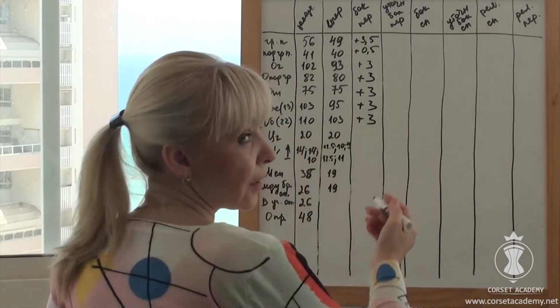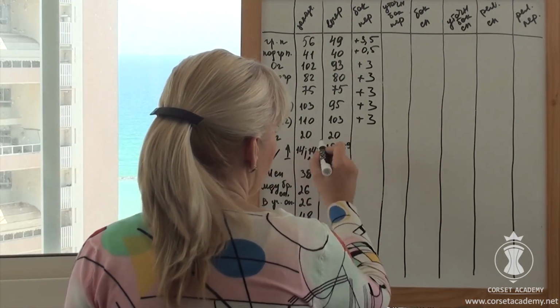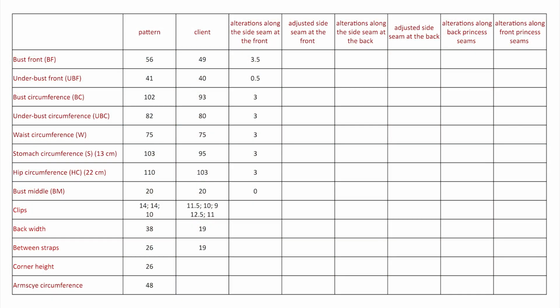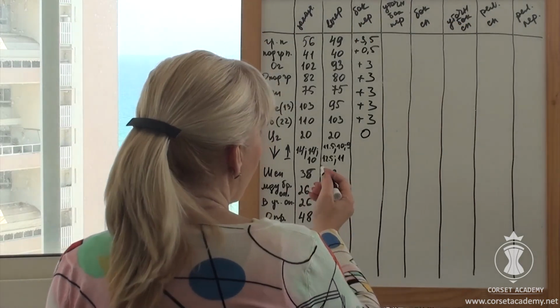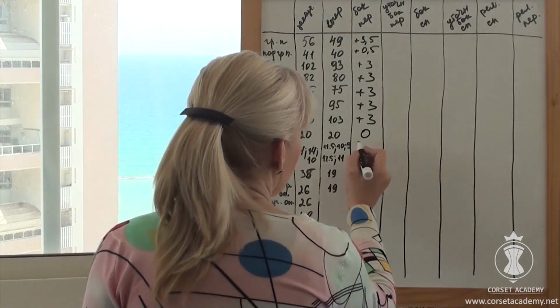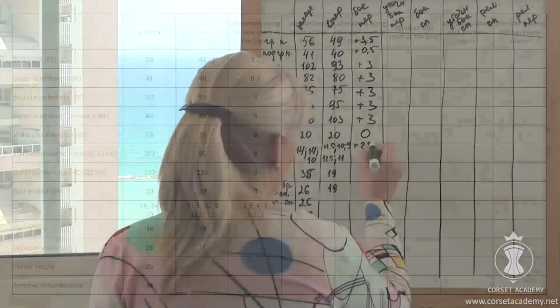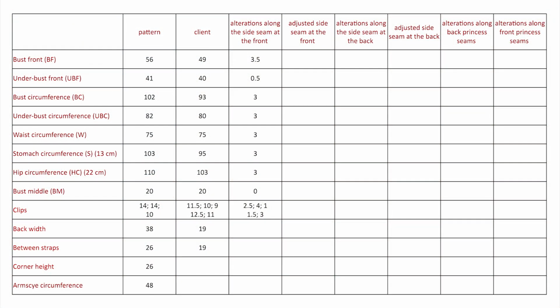There are no alterations in the bust middle measurements. I write a 0 in the table. Clip measurements. For the strapless pattern, top line, I write 2.5 centimeters, 4 centimeters, and 1 centimeter in the table. For the pattern with a corner, bottom line, I write 1.5 centimeters and 3 centimeters in the table.